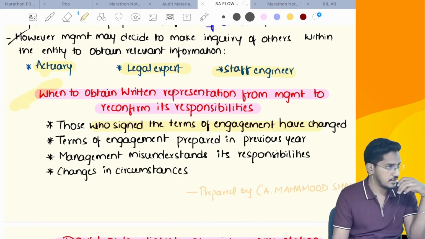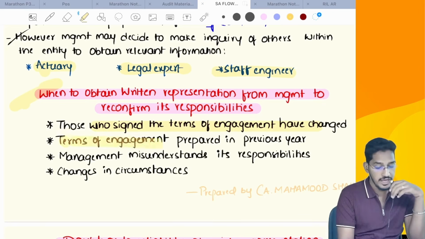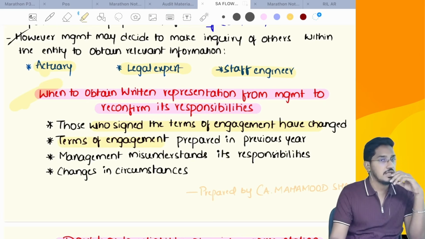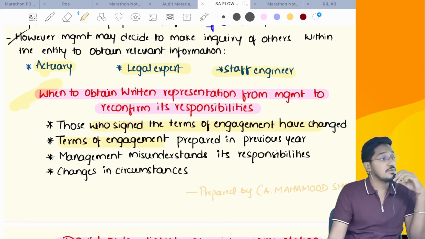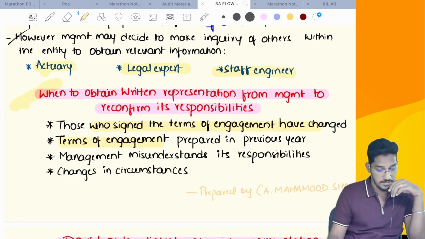Might be management has undergone some changes. Or terms of engagement were prepared in the previous year. Basically, last year you got the written representation. In the current year, some matters you need not obtain written representation year after year. You can use last year's written representation also. But if the terms of the engagement have changed, then in the current year, we will get written representation once again.